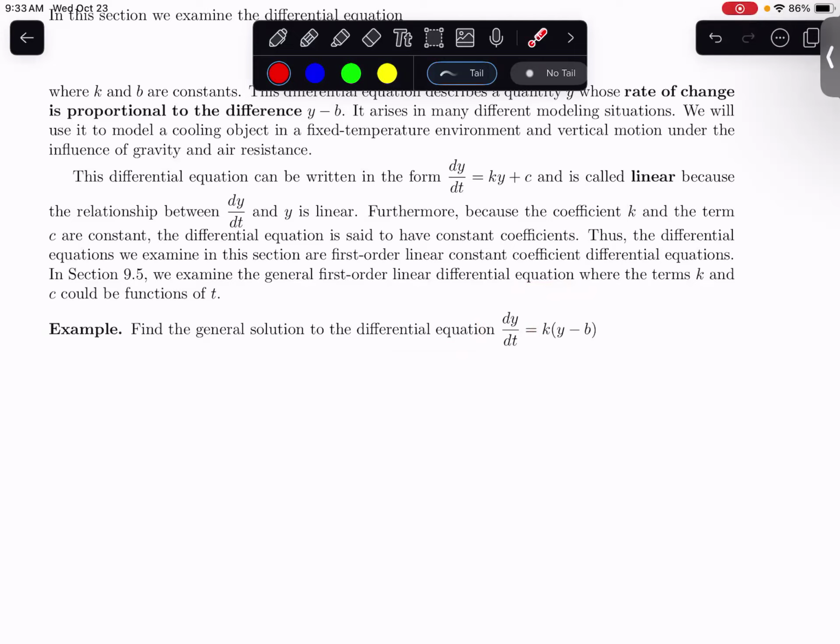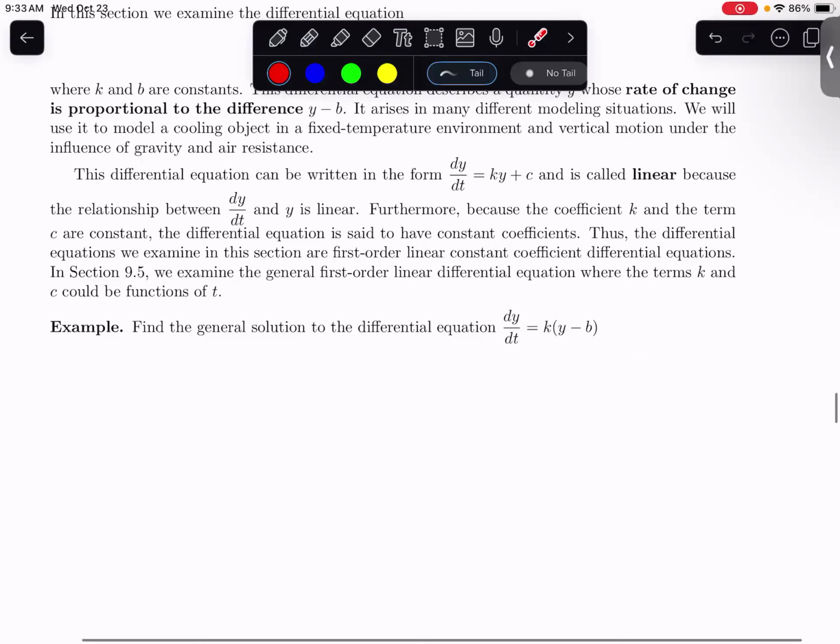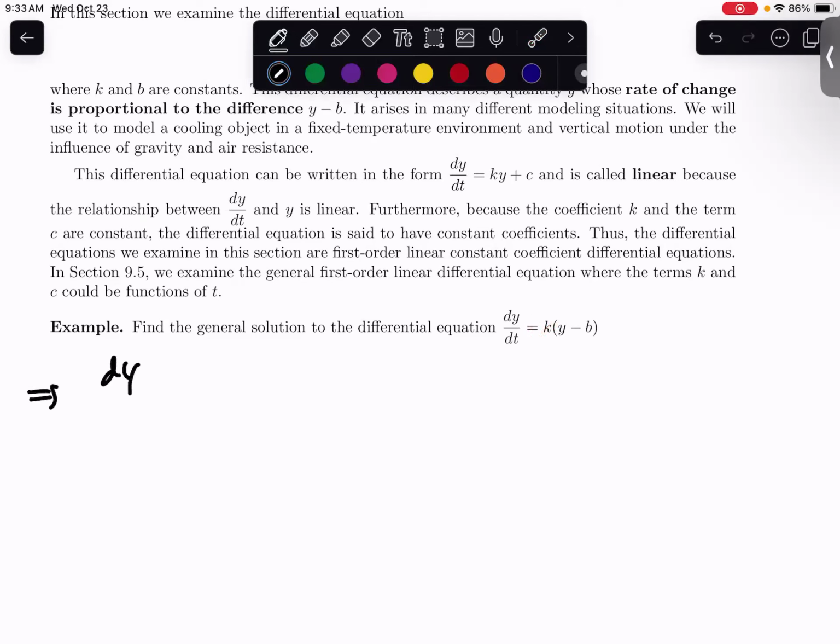And so this really isn't that different from what we just did, right? If you want to solve this differential equation, this is still just a separable differential equation in that we have a function with respect to y multiplied by some function with respect to t. The function with respect to t is just equal to k for this problem. So writing things out normally, it says dy dt is equal to k times y minus b.